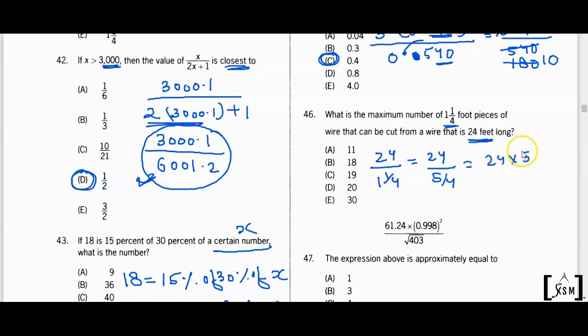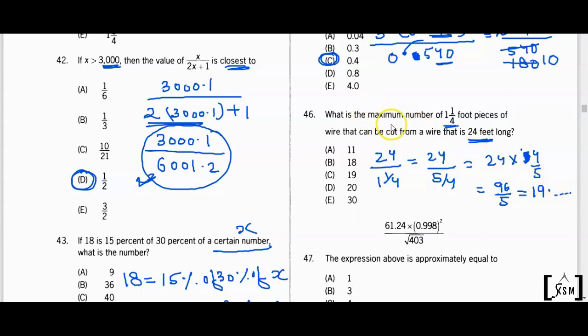Okay, now 96 over 5, you know that 100 over 5 would be 20. So 96 over 5 is something with 19 point something. Okay, this is a number which is more than 19, right? 19 point something something. So the question was how many maximum number of wires can be made. So 19 wires can be made. Hope it is clear.